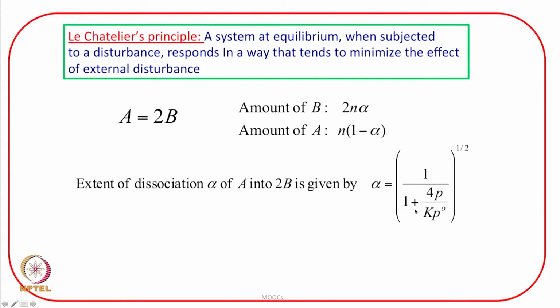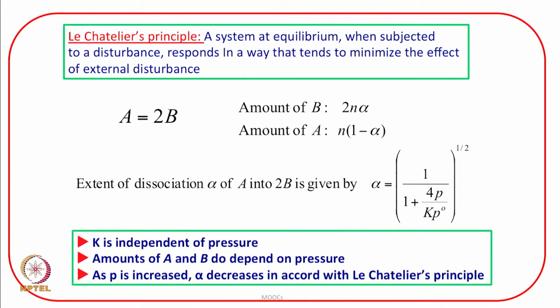And this is an important result, because according to this equation, if the total pressure P is increased, alpha will decrease. If alpha decreases, that means 2n alpha, amount of B will decrease and amount of A will increase. This is an important result. Once again, when pressure is increased, alpha decreases, and if alpha decreases, amount of B will decrease and amount of A will increase.